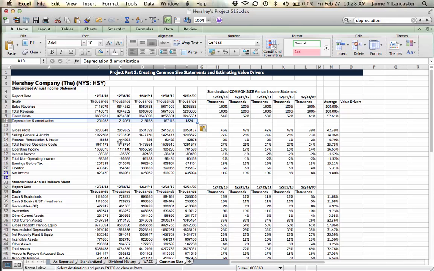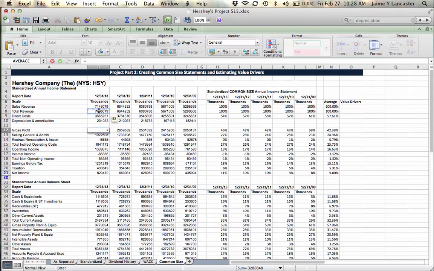We can't just leave it at that though, because cost of goods sold already included this number. For instance, gross profit should be equal to total revenue less cost of goods sold, right? And if I undo that, you can see that that number's the same. Well, that's because depreciation and amortization is included in part of this costs. So you need to come back here, and for each direct cost, subtract that year's depreciation and amortization expense.